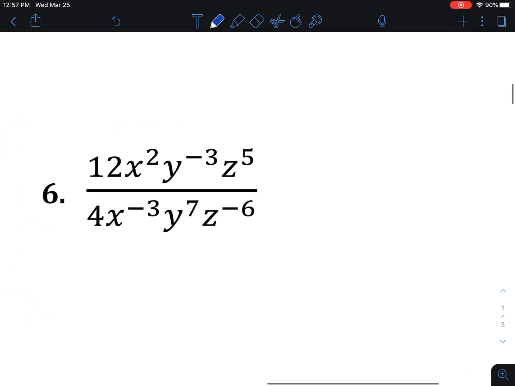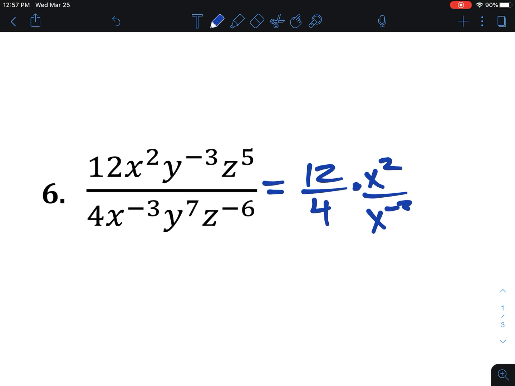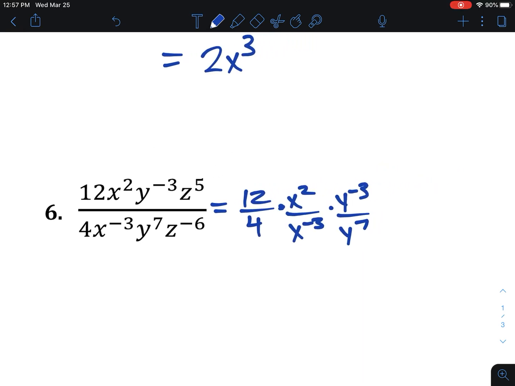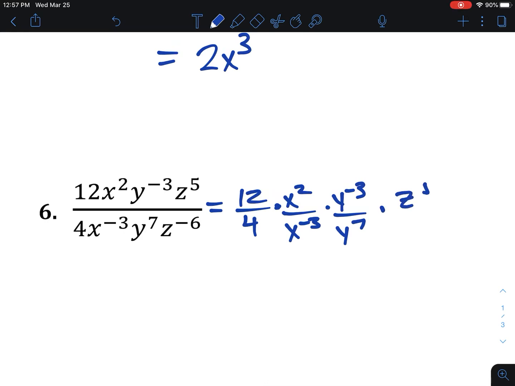For the last one here, it looks kind of crazy, but it goes the same way as the other ones. Just do it piece by piece. 12 over 4, x squared over x to the negative 3, y to the negative 3 over y to the 7th, and then our z's: z to the 5th over z to the negative 6. Lots of negatives here, lots of pieces, but we can do this.